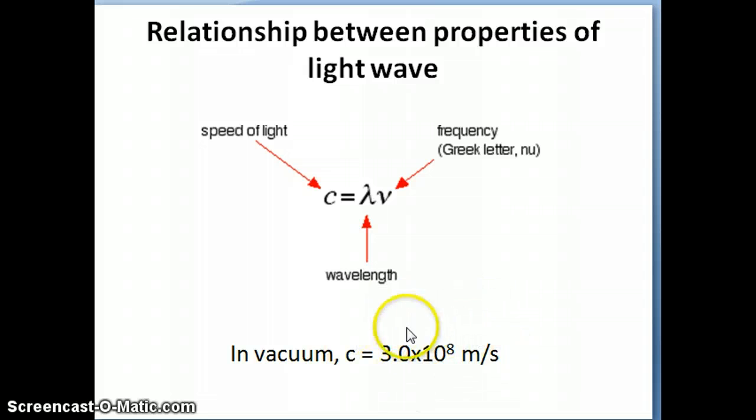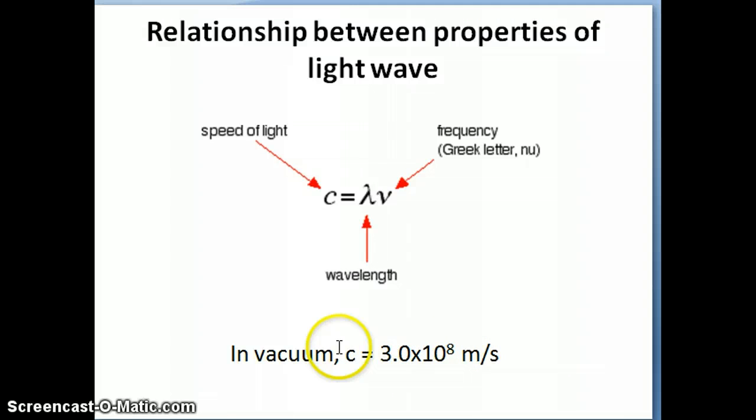If the light is traveling in air, it's going to interact with some of the gas particles in air, so the speed is going to be slowed down a little bit. The speed of light really depends on the medium that it travels in, and it has to do with something called the refractive index of that medium. We're not going to get into that detail in this class, but it suffices to know that the speed of light in a vacuum is 3 times 10 to the 8 meters per second, and that's a constant.